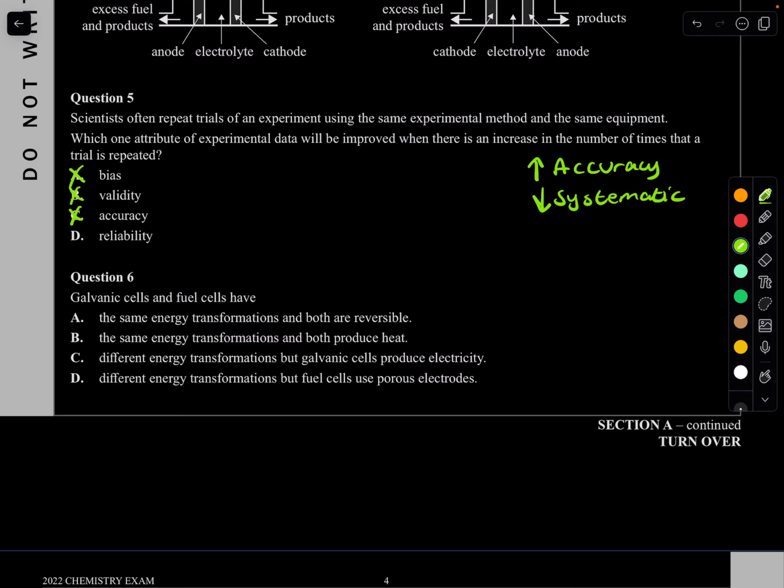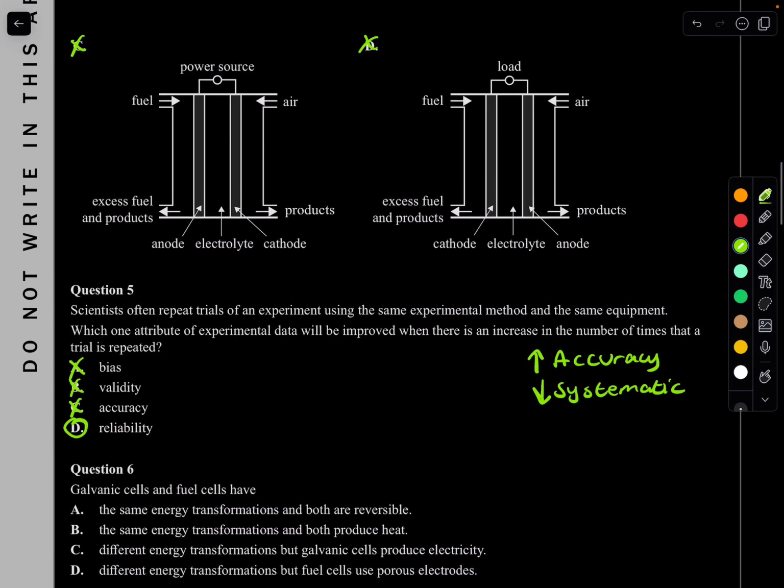So D, is it reliable? Which one attribute will improve when there's an increase in the number of times that a trial is repeated? Reliability basically refers to whether another researcher repeating the same experiment by following the same method would obtain the same result. If the person is repeating the experiment many times and getting the same results, it means it is reliable. So reliability looks like the answer, because it has to do with repeating the experiment to see if he gets the same result.